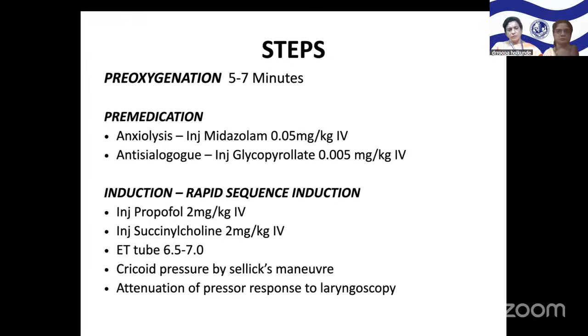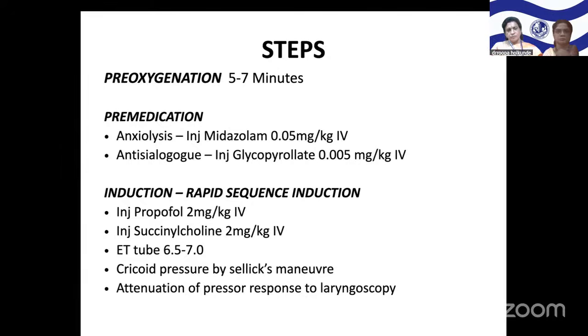In modified rapid sequence induction, we will be bag mask ventilating the patient with a PEEP of 2 to 3 centimeters of water, ma'am. And also we will be using a nasogastric tube to aspirate the contents, and then we will induce the patient. In this rapid sequence induction, you are not providing oxygen, you are not doing bag mask ventilation. How will you tackle the apnea period for proper oxygenation?